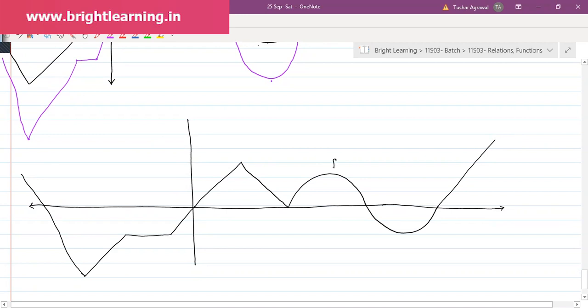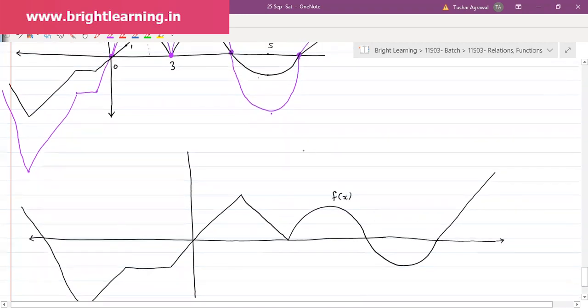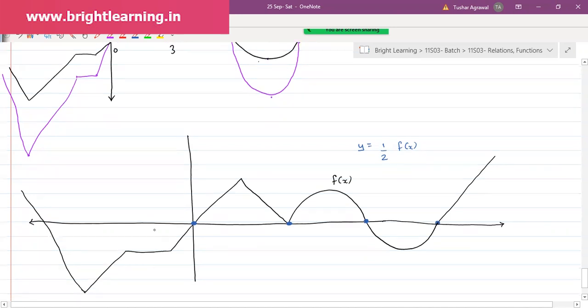This is f of x. And now I have to plot the graph of y equals half of f of x. First things first, wherever the images are 0, those points will remain fixed. No changes in those points. It's as if we are putting a nail on those points. Don't shift them. We are nailing them to the x-axis.